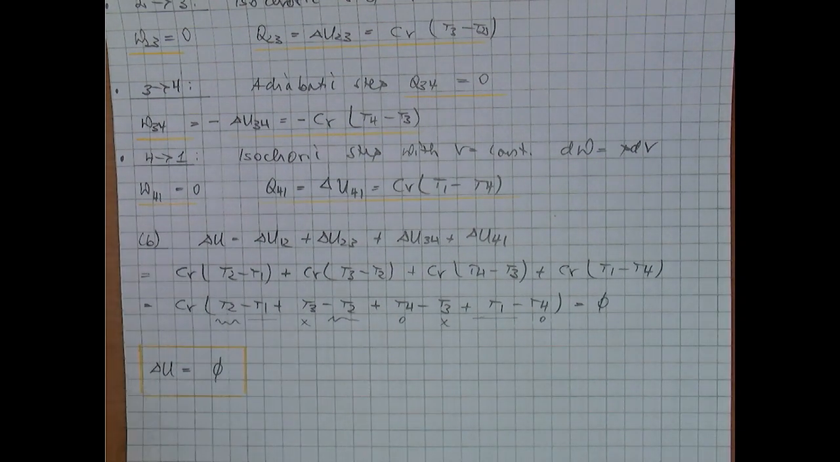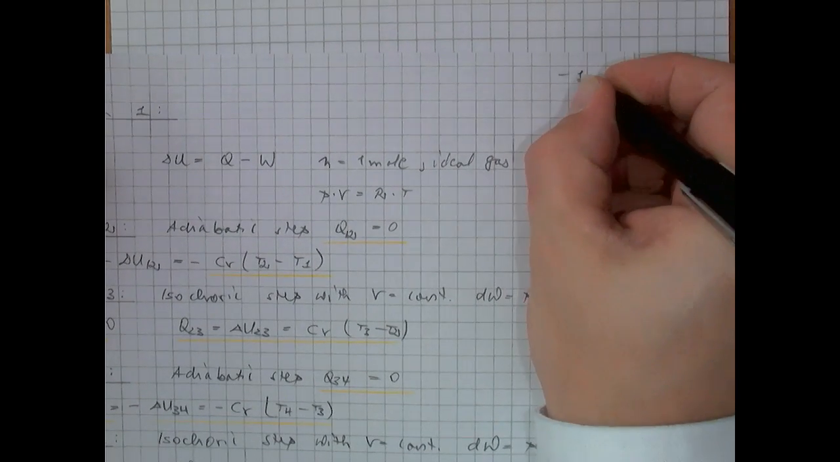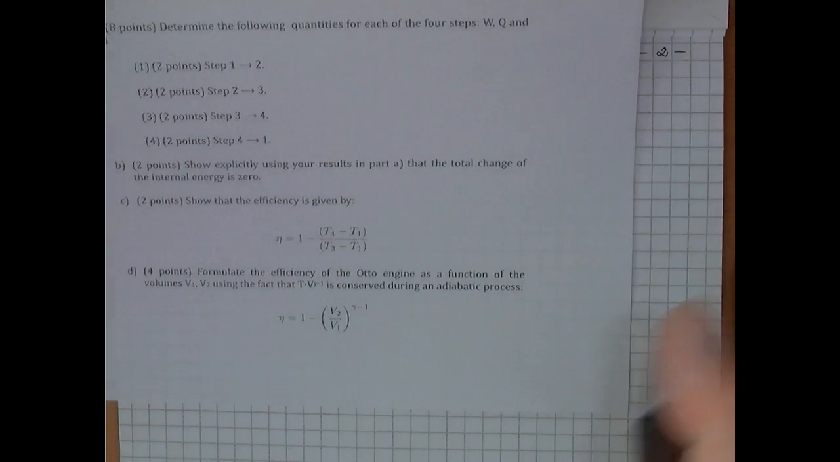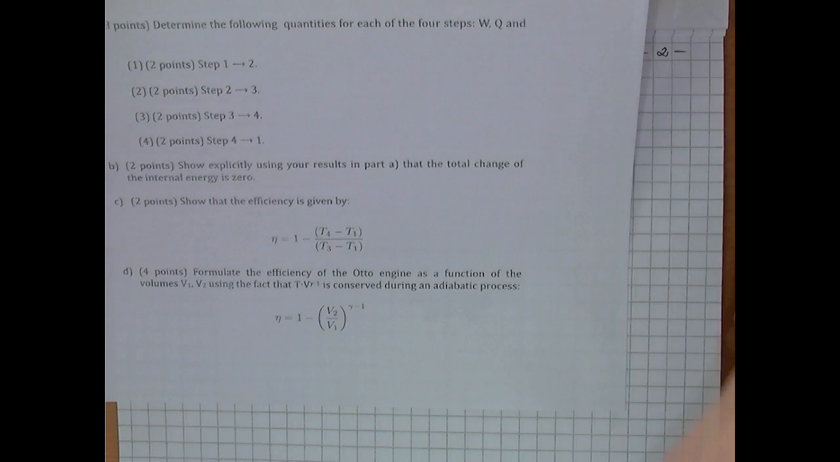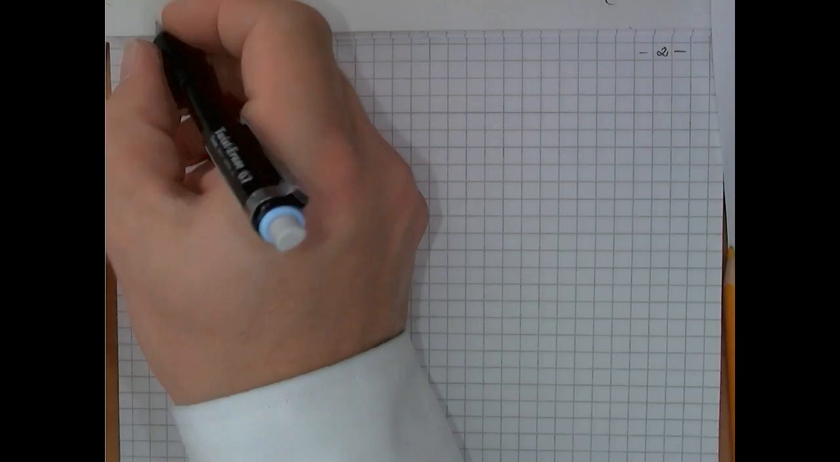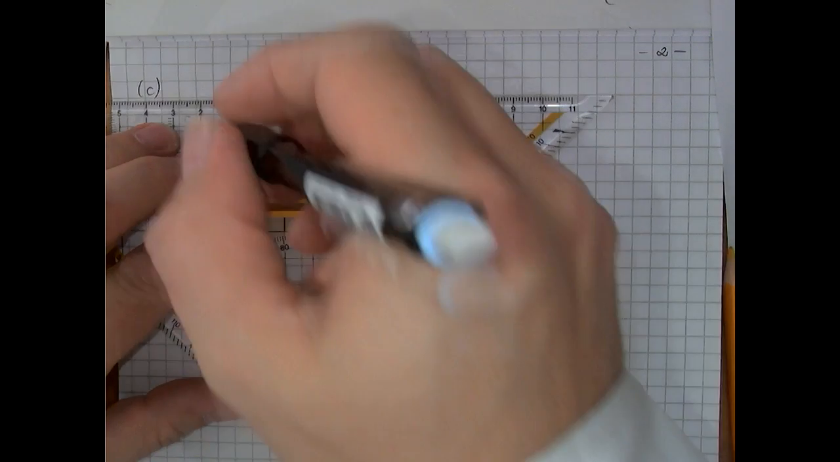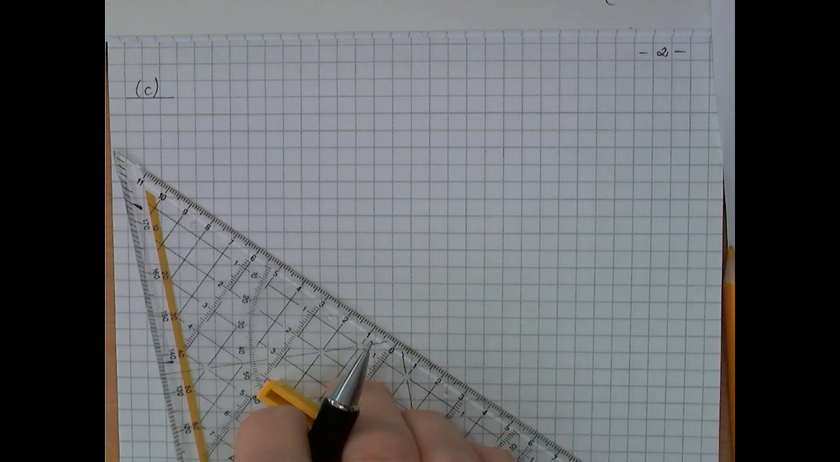Okay, so that's this. Now, let me just label this here. So now we come to the second part here, namely evaluating the efficiency. Show that the efficiency is given by. All right, so now, part C. Part C is now what?